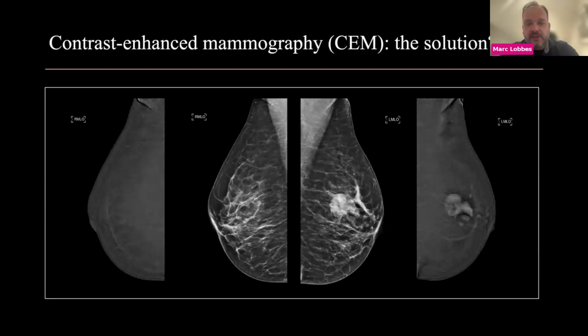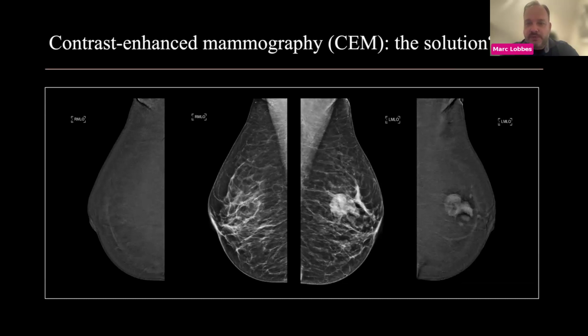But I think here in this very clear case, you see a very visible mass in the left breast. That's not too difficult to detect. But I think the multifocality of the breast cancer, which was detected here, can only be appreciated the best if you look at the contrast-enhanced images.